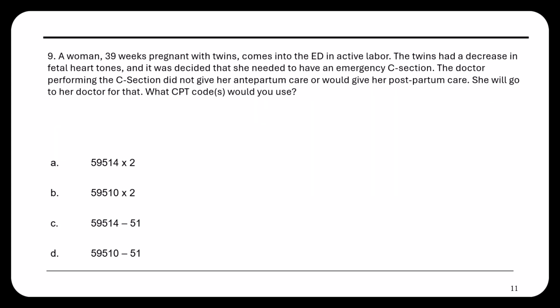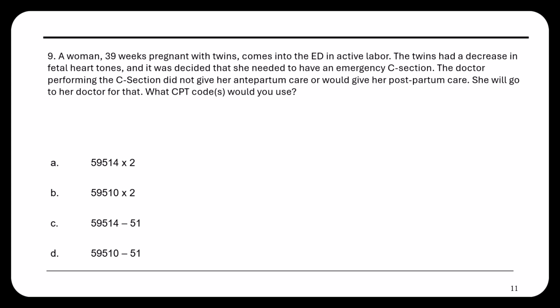Here I have a 39-week pregnant woman with twins who comes to the ED in active labor. The twins had a decrease in fetal heart tones, and it was decided that she needed to have an emergency C-section. The doctor performing the C-section did not give her antepartum care or postpartum care. She'll go to her doctor for that. So what CPT codes would you use?